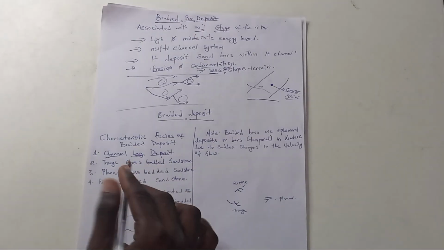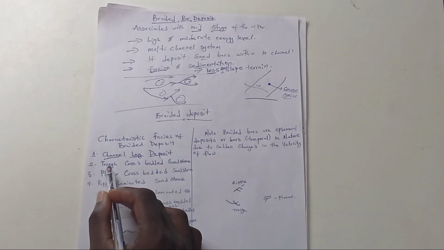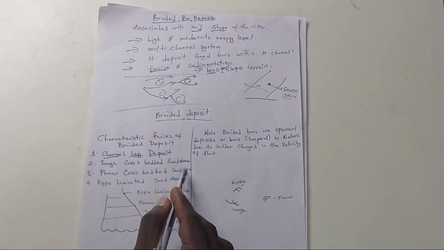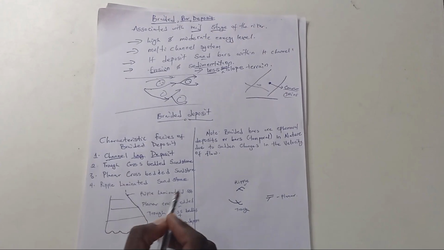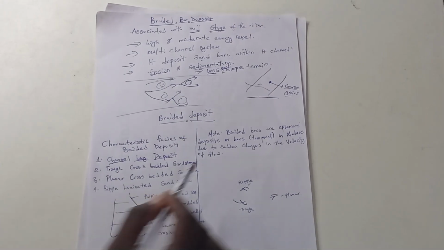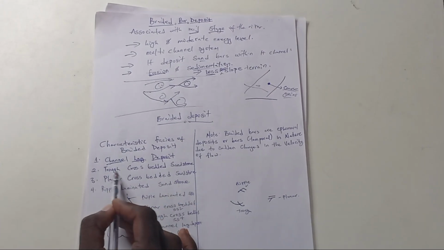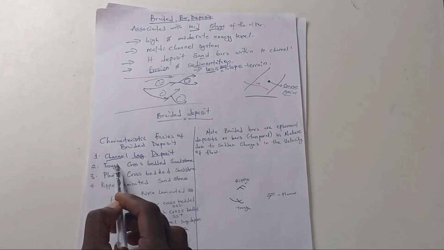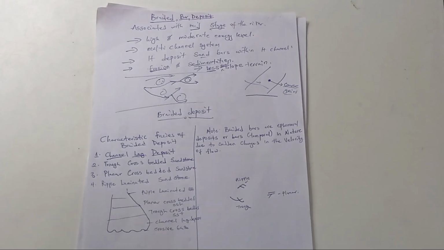Then later you can have your trough cross-bedded sandstone. We usually name this by facies, as I told you. A facies is the total characteristics, either physical, biological, or chemical, that make it different from its adjacent rock. You can see that we have a sandstone here and a sandstone here, but they are different because the structure formed in this cross-bedded sandstone is trough cross-bedding, while the structure formed here is planar. So different facies of sandstone. We have the trough, the planar, and the ripple laminated. These are the facies that are present in a braided depositional environment.